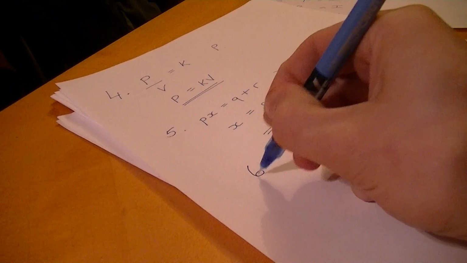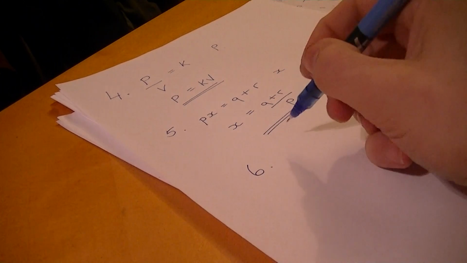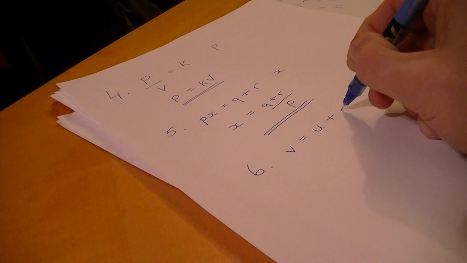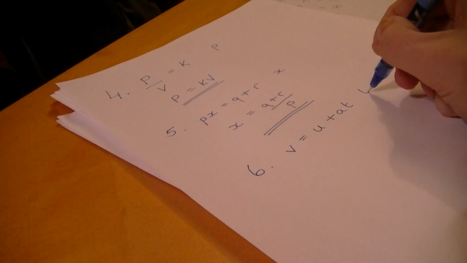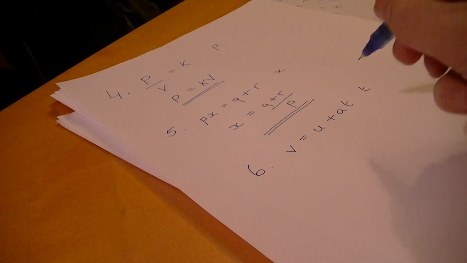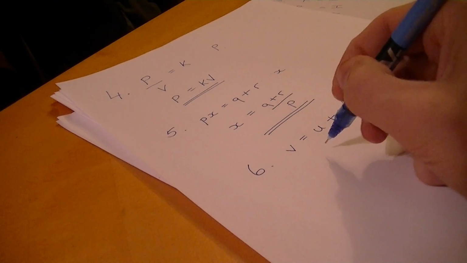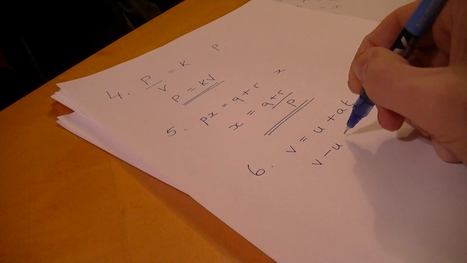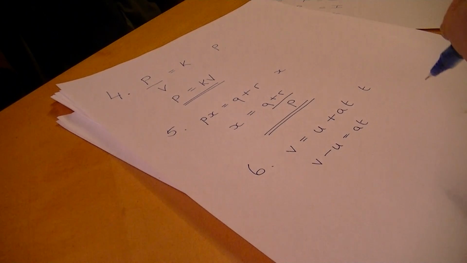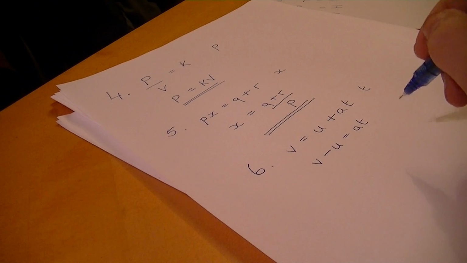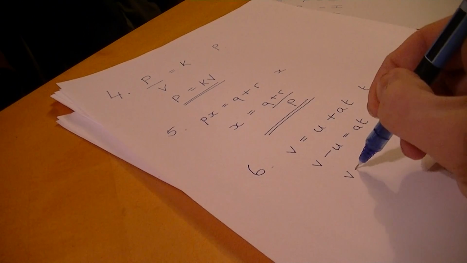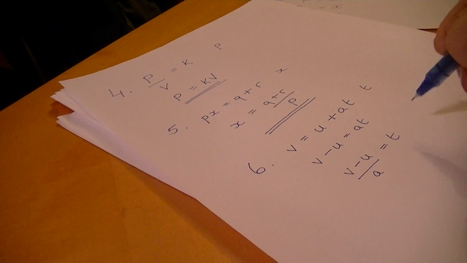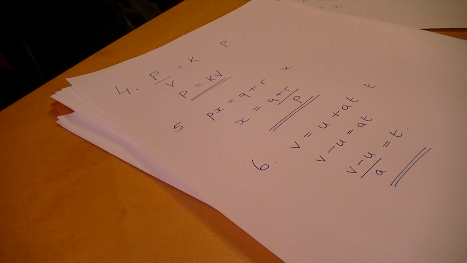Number 6. V equals u plus a t. You want it in terms of t. Subtract u from both sides. V minus u equals at. Divide both sides by a. And v minus u over a equals t. So that's our answer.